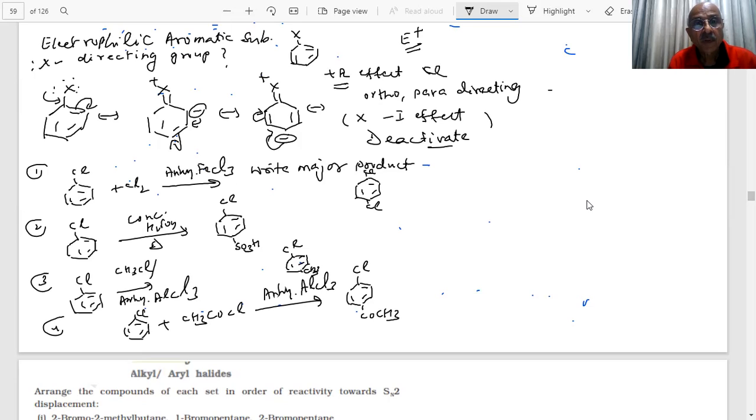Cl plus. This has been asked in the paper. Electrophiles are positive reagents, students. You should know the electrophiles involved in the reaction. What is the electrophile in this Friedel-Crafts reaction? In third one, in Friedel-Crafts, it will be CH3 plus. Another question was given, student.